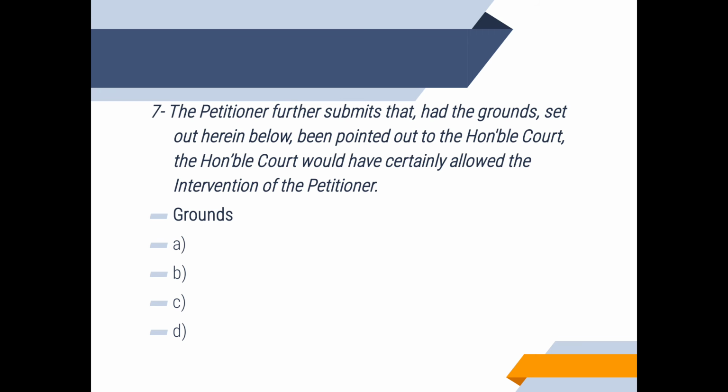mention some ground. Then it will be like: the petitioner further submits that had the grounds set out herein below been pointed out to the Honorable Court, the Honorable Court would have certainly allowed the intervention of the petition. Then you will draw the attention of the court to the points on which you are seeking the review, and you will essentially mention that if these points had been taken into consideration by the court in the previous case, then the order of restitution of conjugal rights would not have been passed. But since it could not be appreciated by the court, you must focus on those points on which the court will review the judgment, and it is quite possible that they may pass the judgment in your favor. So here very specific grounds should be mentioned.